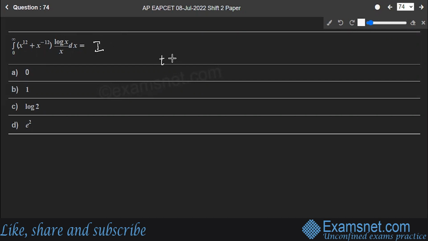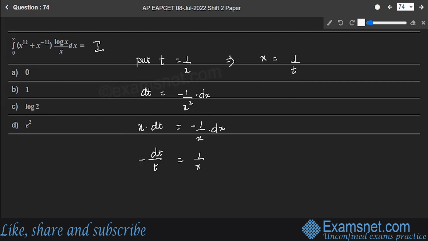What we'll be doing? We'll be putting 1 by x is equal to t. If I'm putting 1 by x is equal to t, you can also write down x is equal to 1 by t. Let's take the derivative. So dt will be given by minus 1 by x squared dx. All right. Also, you can write down x into dt is equal to minus 1 by x into dx. Or you can also write down minus dt upon t is equal to 1 by x into dx.